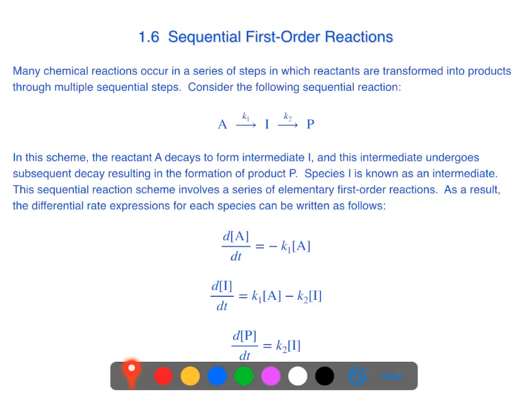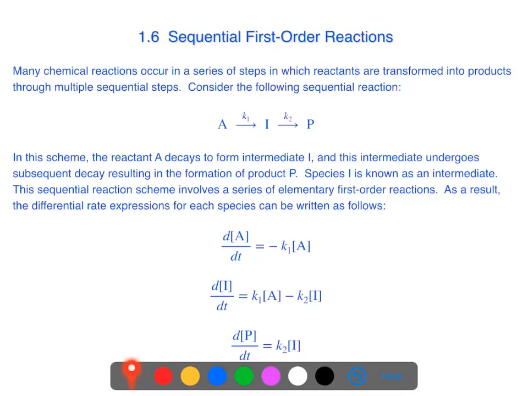Species I is known as an intermediate, and intermediates are generally short-lived species. We can detect them spectroscopically, and on occasion we can actually isolate them. But for the most part, these are short-lived species that are formed during the sequence of reactions and then decay to the final product, as we see in this particular scheme. So this sequential reaction scheme involves a series of elementary first-order reactions.